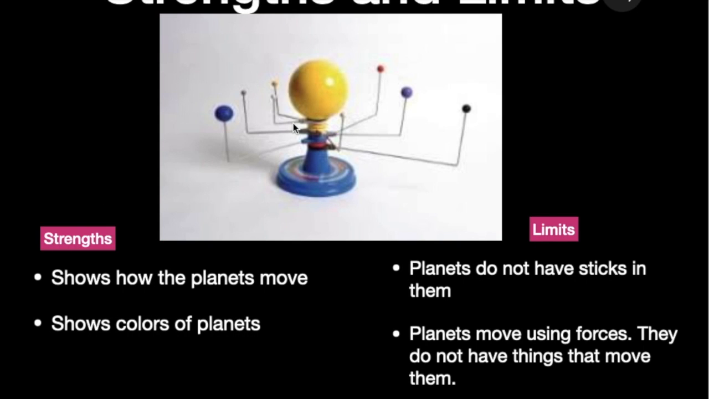For this model, it has strengths and limits. The strengths: it shows how the planets move. It shows the colors of the planets. Limits: planets do not have sticks in them, and planets move using forces. They do not have things that move them. So those are just examples of how you talk about a strength and limit.